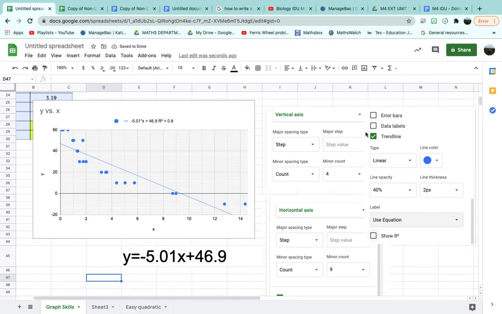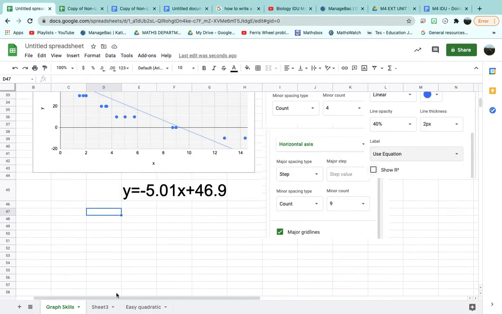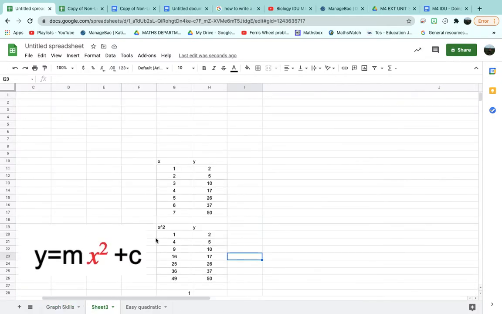However, you can see that this doesn't quite follow a linear pattern, and the r value is quite low. We want that to be closer to 0.99. So therefore we need to change this graph and do something else with it. But this would be the first step of your IDU for chemistry.